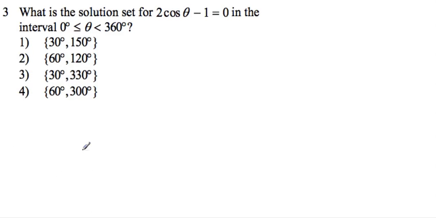Alright, let's look at number 3. What is the solution set of this? Here, the first thing we can do is add 1. So we get 2 cosine theta is equal to 1. And when you divide by 2, cosine theta is equal to 1/2. Now, as this is our intermediate step, we need to find the theta where the cosine ratio will be equal to 1/2.